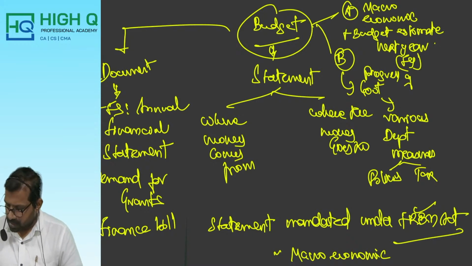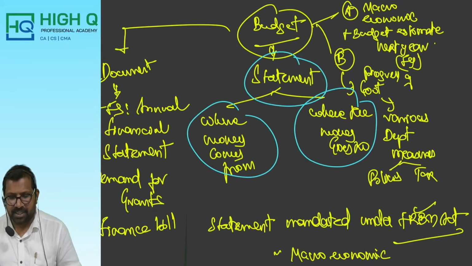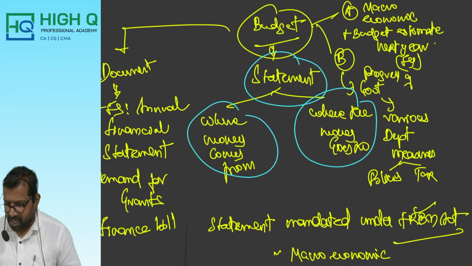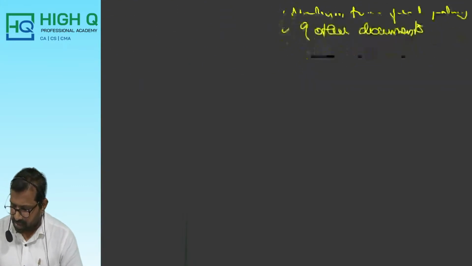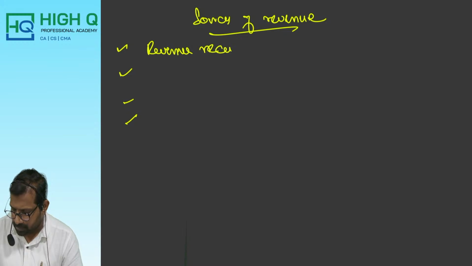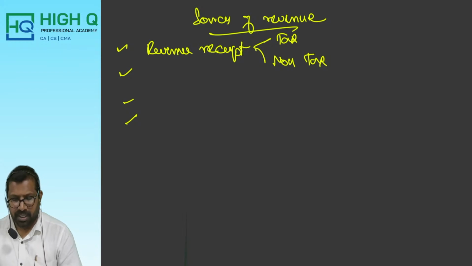So what is meant by budget? Budget is a statement which shows where money comes from and where money goes to. It's nothing but revenue receipts as well as capital receipts, revenue expenditure as well as capital expenditure. Apart from this budget concept, these four headings are very much important, called sources of revenue. Under revenue receipts there are two: tax revenue and non-tax revenue.